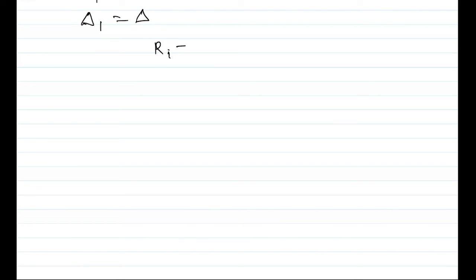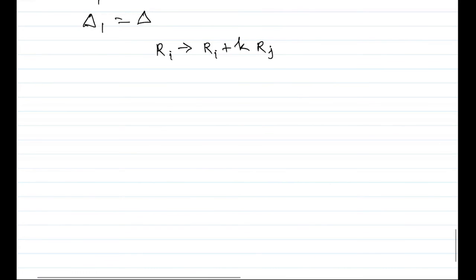Symbolically, we can write this property as Ri changes to Ri plus k times Rj if you are using row operations. If you are using column operations, then Ci changes to Ci plus k times Cj, where k is any scalar, it can be positive or negative.